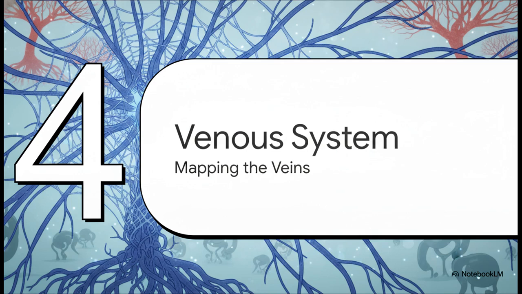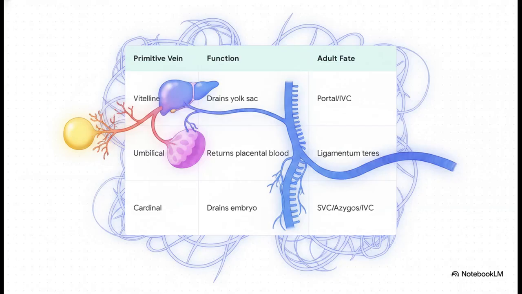Section 4. Mapping the venous system. If the arterial system is a nicely structured tree, the venous system is much more like a chaotic, sprawling web. Let's decode those early embryonic venous plexuses into the structured systemic veins you rely on when reading modern CT scans.